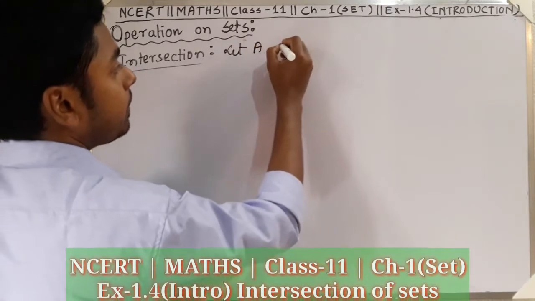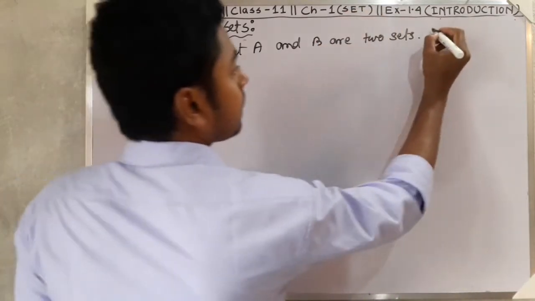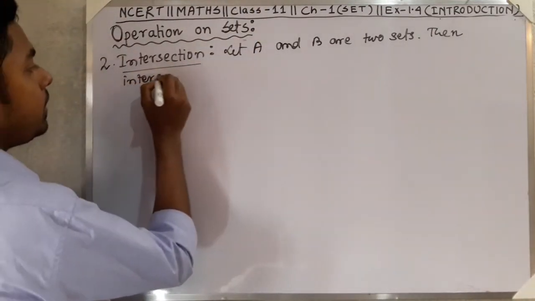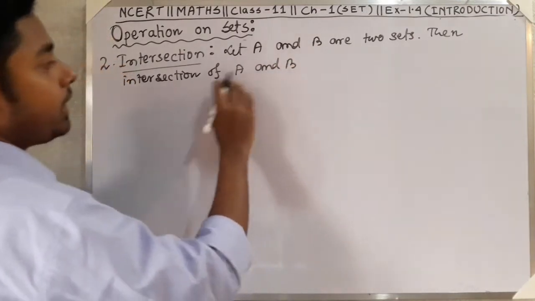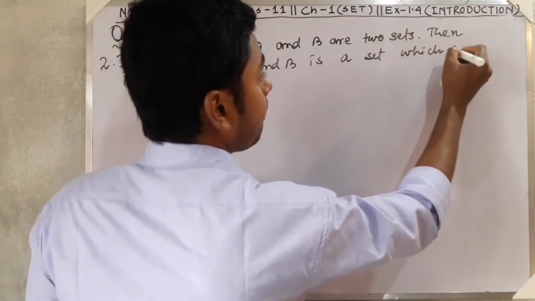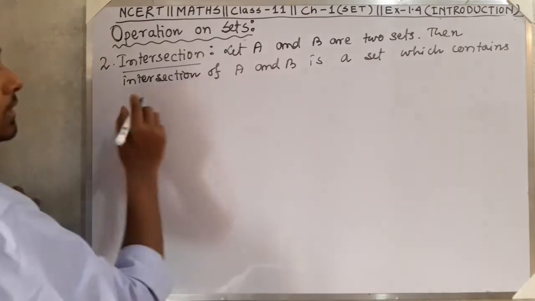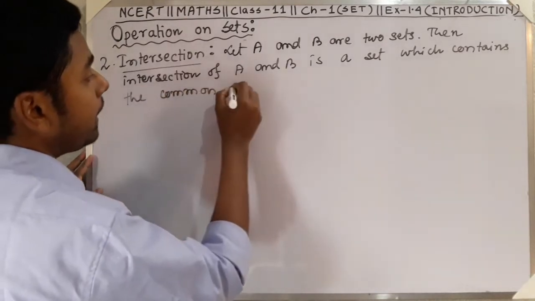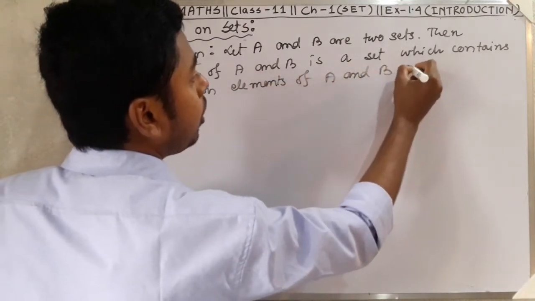Let A and B be two sets. Then the intersection of A and B is a set which contains the common elements of A and B only.